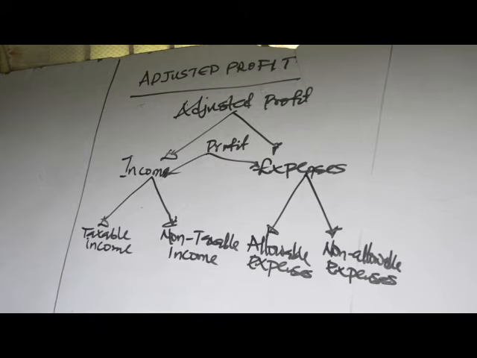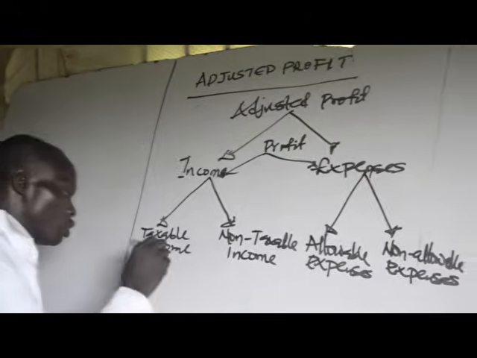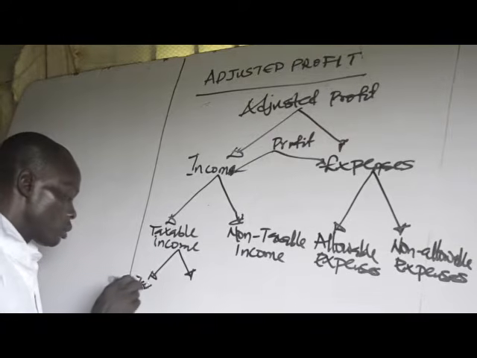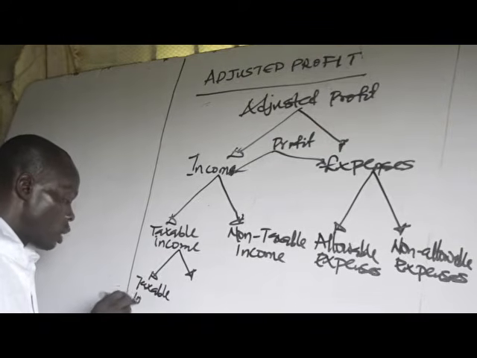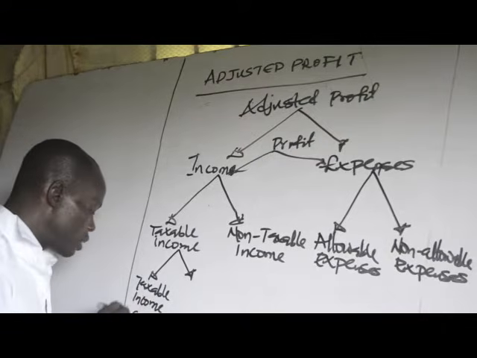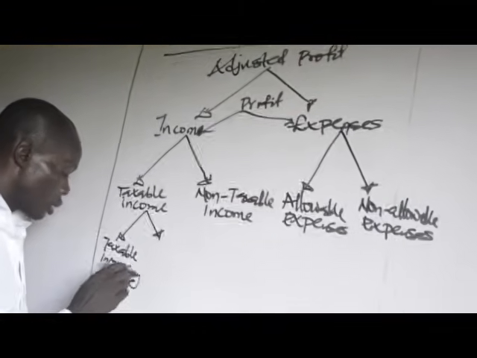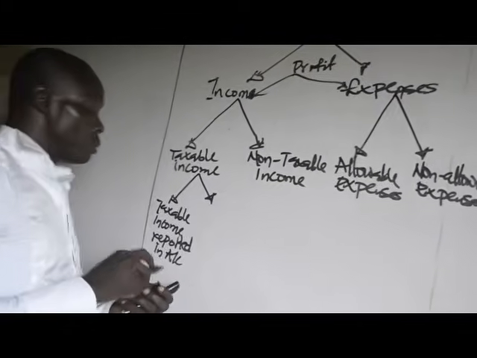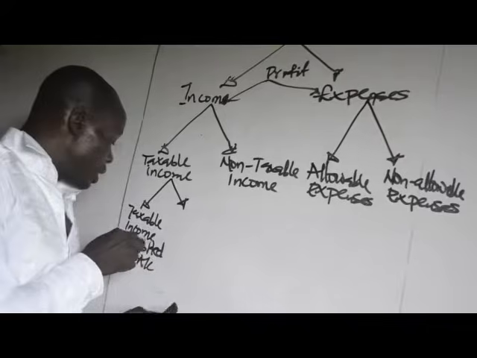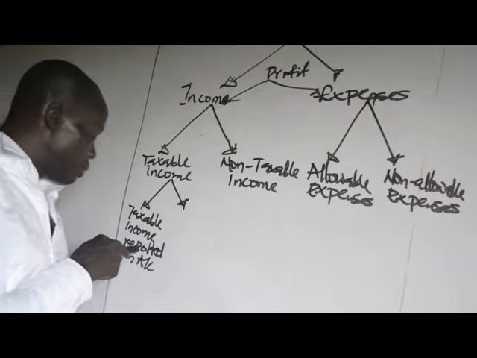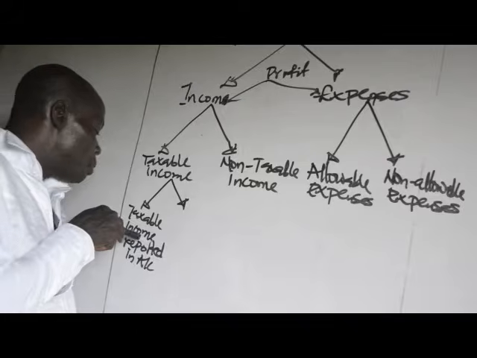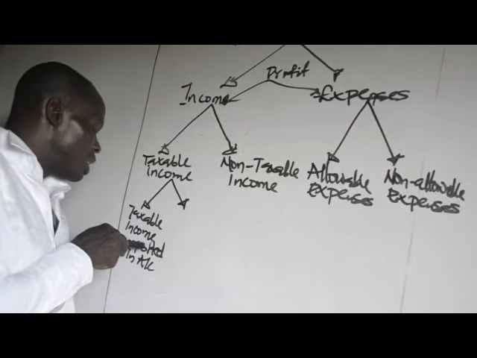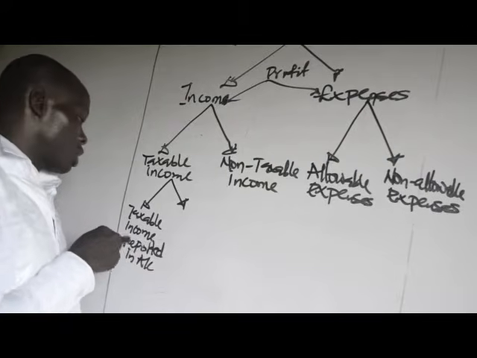Taxable income can further be divided into two. Taxable income reported in account. These are taxable incomes that have been included in the income statement. That is, they have formed part of the net profit that is reported in the statement of profit or loss.